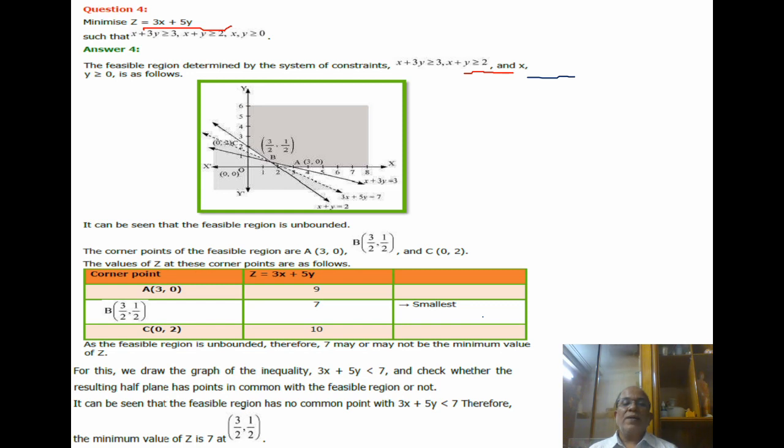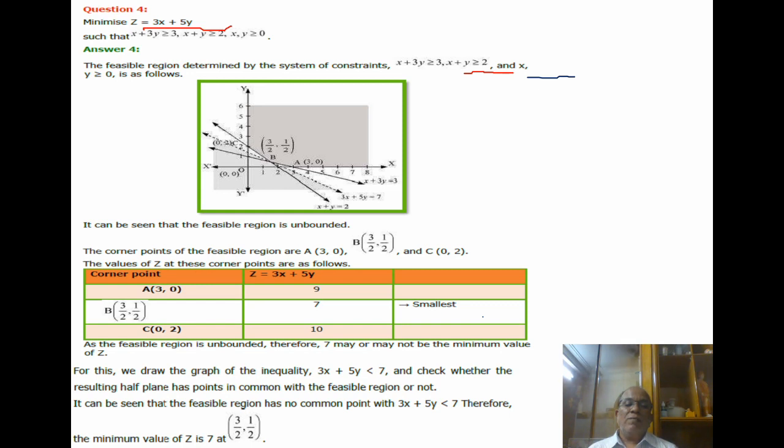And how did we find this 3 by 2, 1 by 2? Obviously we will solve x plus 3y equal to 3 and x plus y equal to 2 by any method, like the elimination method or substitution method. We'll get this point B as 3 by 2, 1 by 2. Now these are the 3 points: A 3 comma 0, B 3 by 2, 1 by 2, C 0 comma 2.